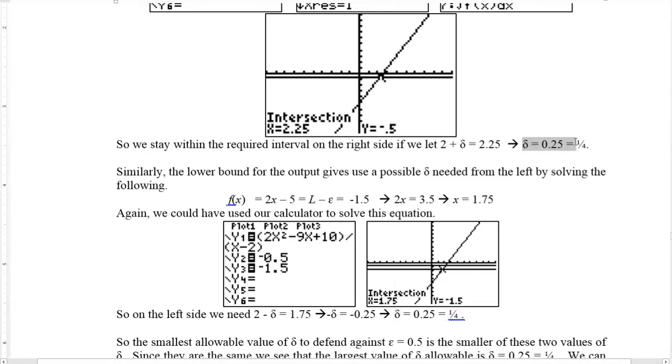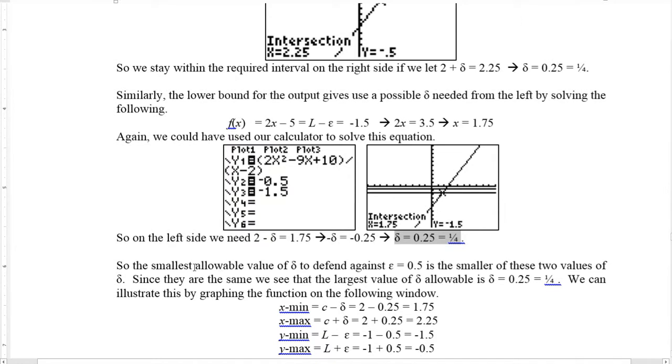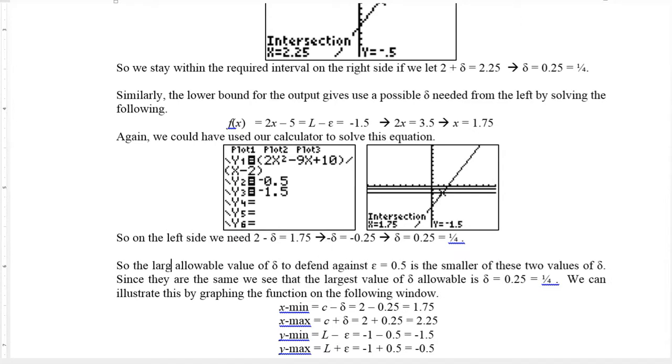Now, if these two values of delta that we found up here and here were different, then we'd have to use the smaller of the two delta values. But since they're the same, we know what delta is. It's 1/4, or 0.25. So the largest allowable value of delta to defend against epsilon is 0.5, the smaller of these two values, which is, again, 1/4. So we can illustrate this by graphing in the following way.